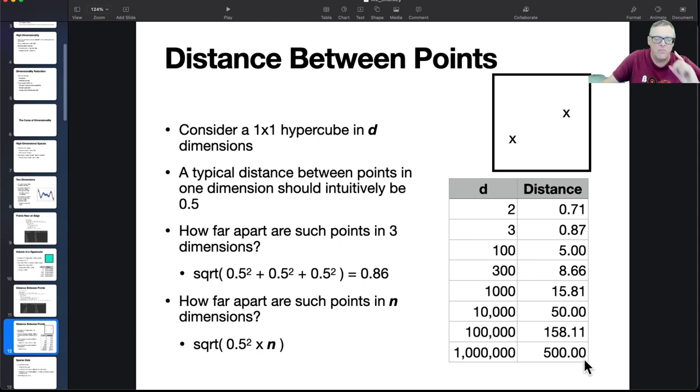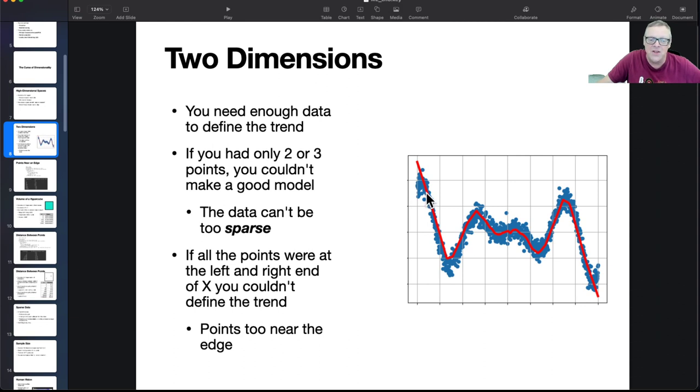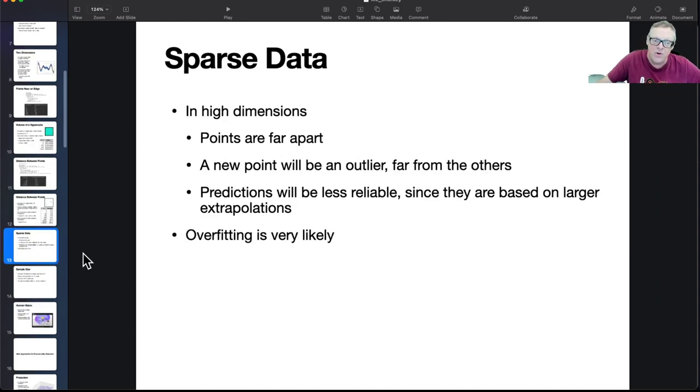And you can calculate it approximately this way by just saying there are 0.5 in each dimension, but that's going to be n dimensions. 0.5 squared times n is going to rise to a really big value. And so what that means is, even if you have a lot of data in a high number of dimensions, that data is sparse. It doesn't trace out a curve like this. It's like you had just one or two points in this curve. It's not enough data to really reflect the trend, even if you have millions of data points.